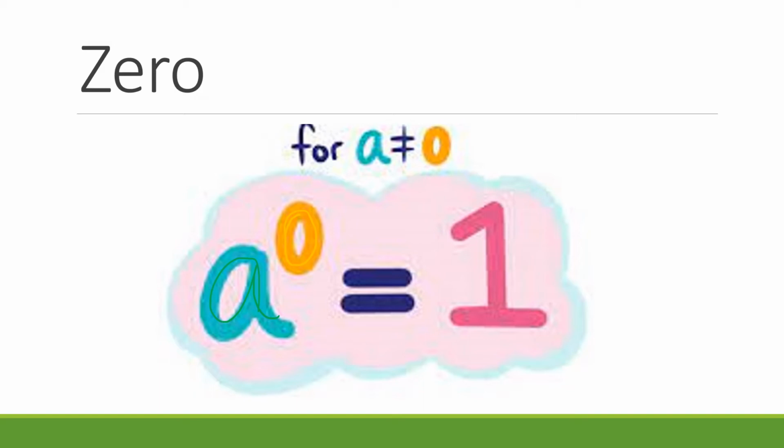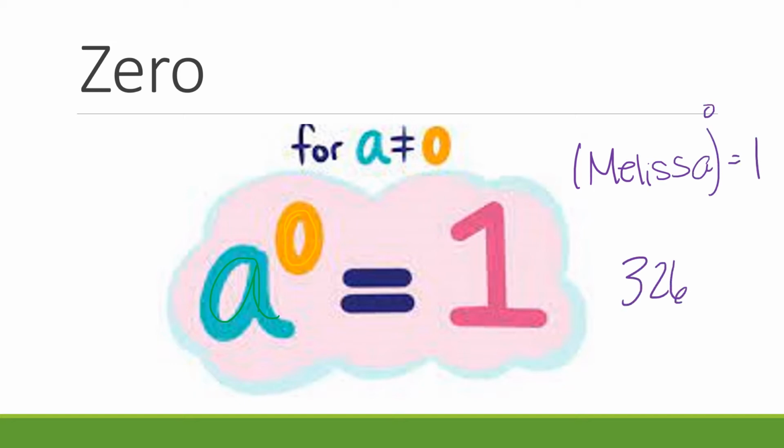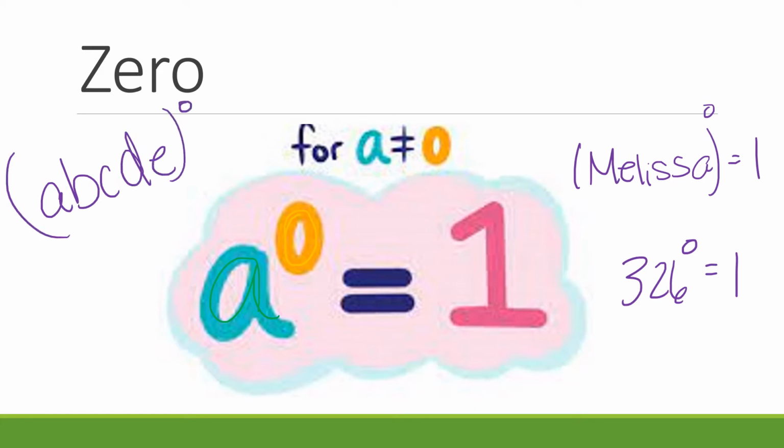I could write my name to the zero power. It's still going to be 1. I could write 326 to the zero power. It's still 1. I could write the beginning of the alphabet to the zero power. It's still 1.